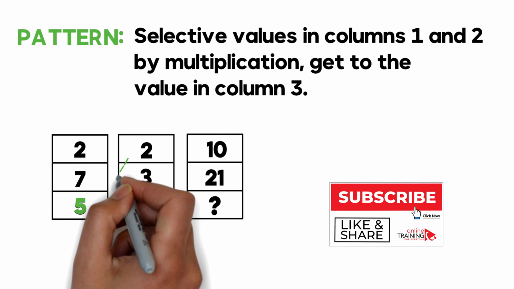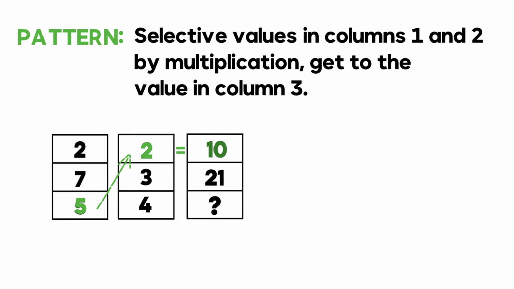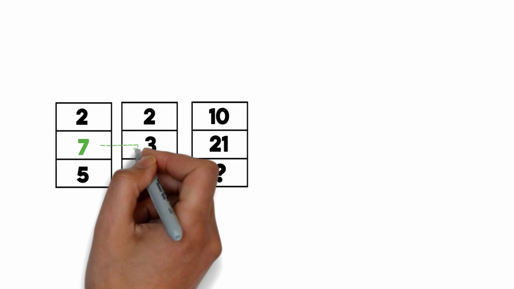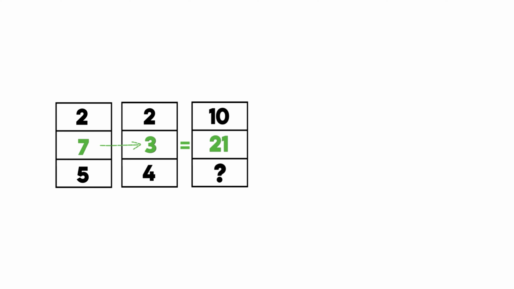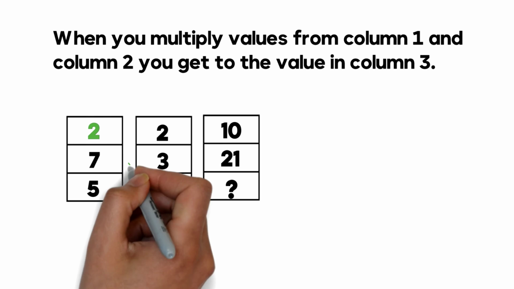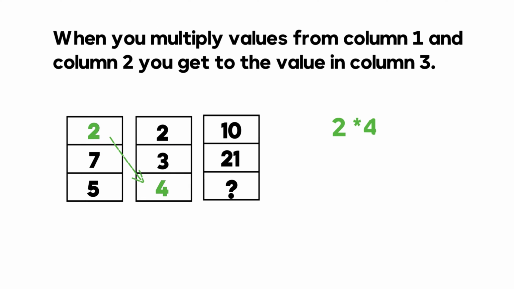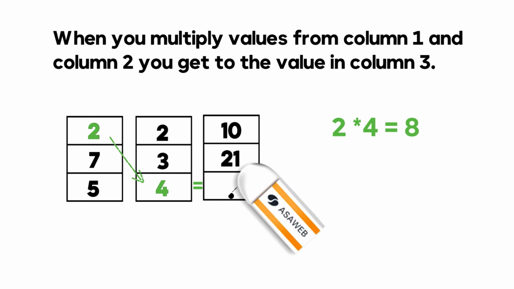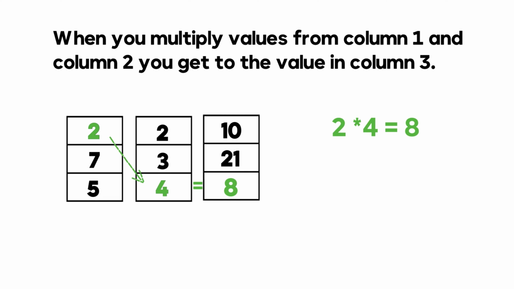Let's take a closer look at the values that are already present. If we multiply 5 by 2, we get to the value of 10. Second set of values represented by the middle row: 7 multiplied by 3 equals 21. So the missing value here can be calculated by multiplying 2 by 4, and the end result would be equal to 8. So the correct answer to this problem is choice A, 8.